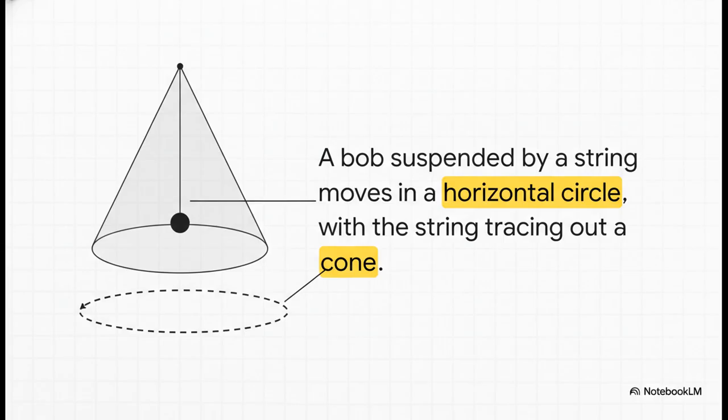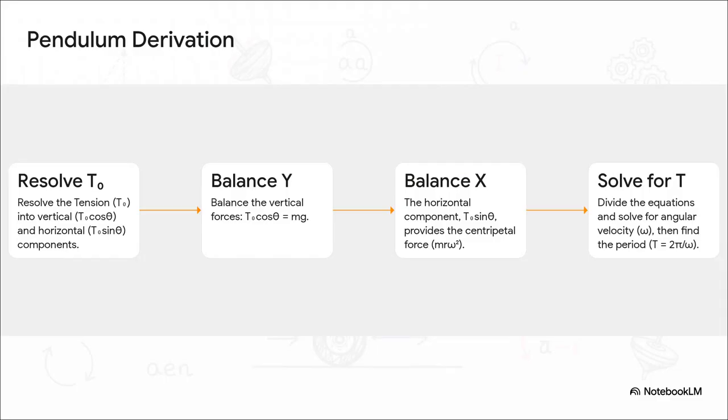All right, next up is another absolute classic, the conical pendulum. Now, this isn't your normal pendulum that swings back and forth. This one has a bob that moves in a perfect horizontal circle, and the string traces out the shape of a cone. Pretty cool. And you know what? The way we solve this is almost exactly the same as the banked road problem. It's all about resolving forces.